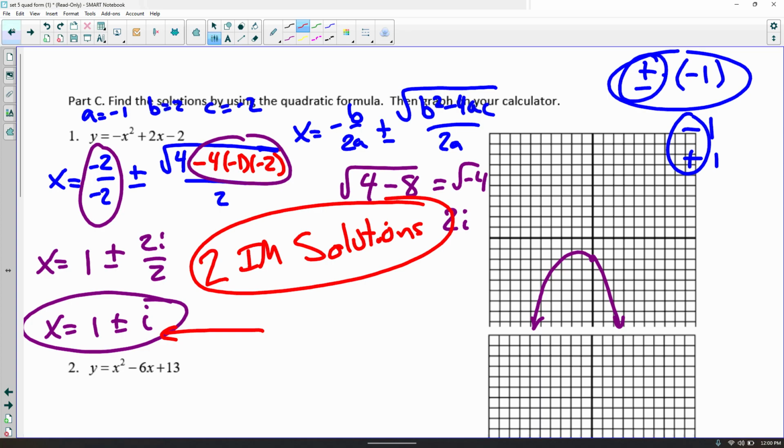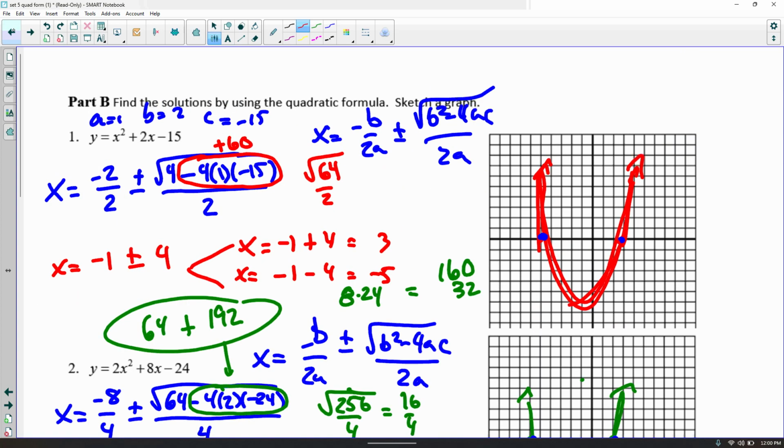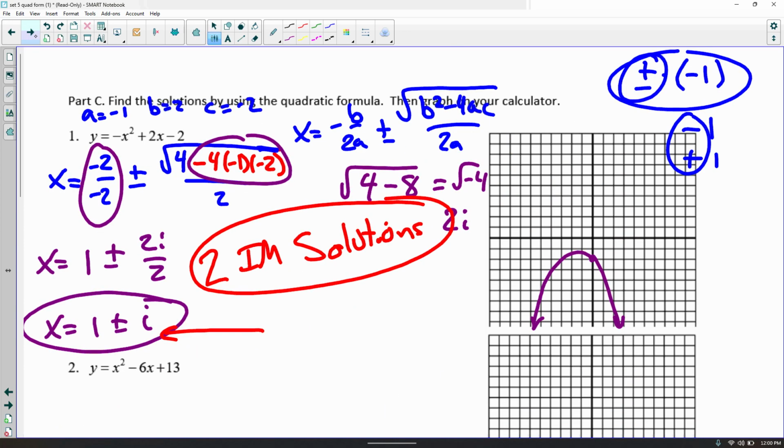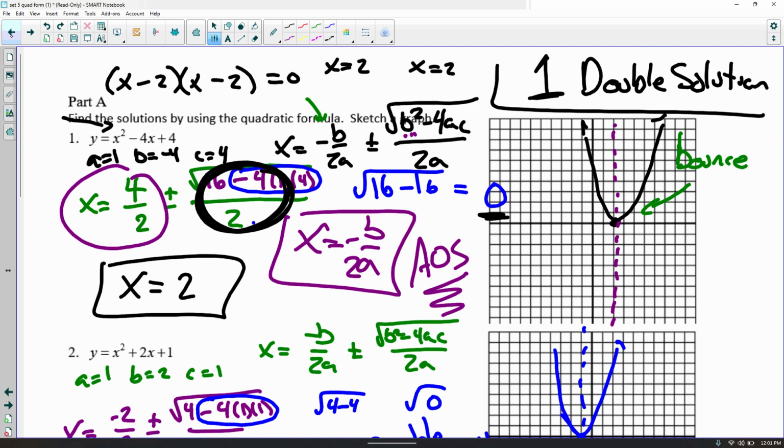What about this side over here? Part B. How many solutions do I have? 2 real solutions. We actually have to determine and state that they are real in this situation, because this one has 2 imaginary solutions. Now, over here we have what?